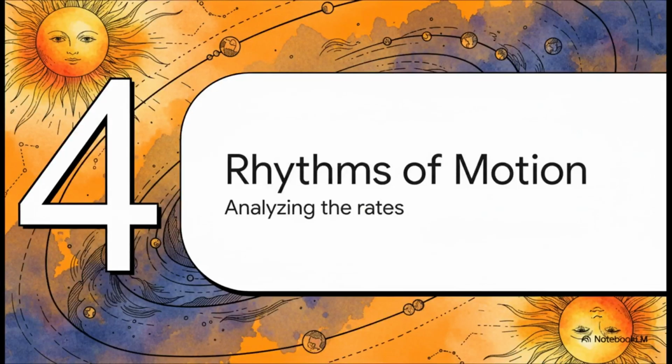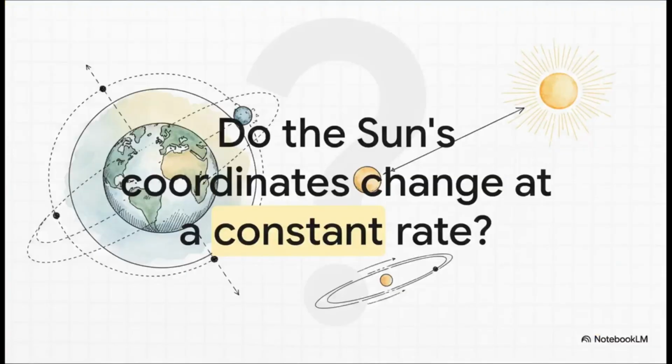So we've seen where the sun is at these 4 key moments, but there's a more subtle aspect to this motion. The rate at which these coordinates change is not uniform. The sun doesn't move across our celestial grid at a constant speed. So let's just pose the question directly. Does the sun's position change by the same amount day after day? Well, if you think about the geometry of these intersecting circles, the answer has to be a definitive no.